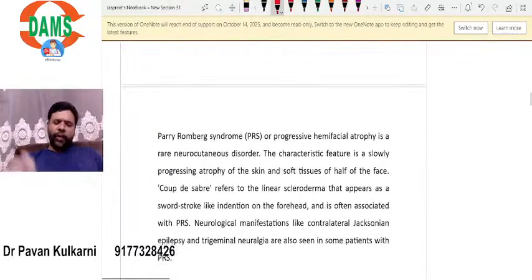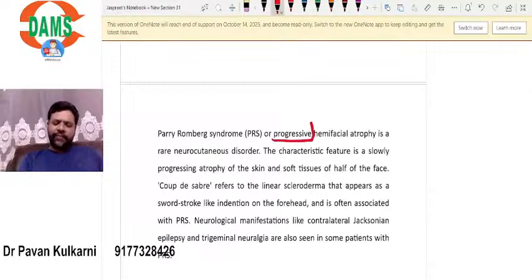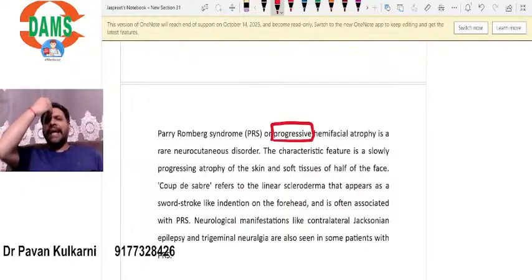We will discuss. Parry-Romberg syndrome is also called progressive. This is important, the word is progressive. That means the atrophy doesn't stop, it continues and goes on increasing. Initially it might involve just the skin, later it goes on involving deeper structures. So it is slowly atrophying, and with that the patient develops the midline depression on the forehead, called Coup de Sabre or sword-like.